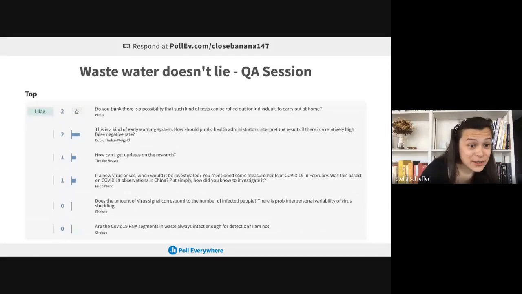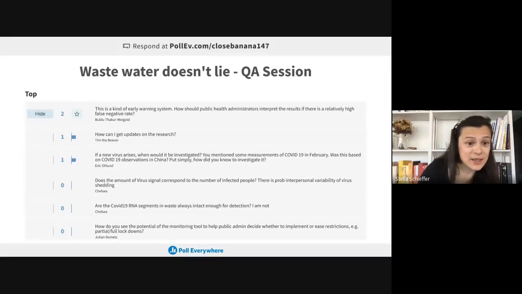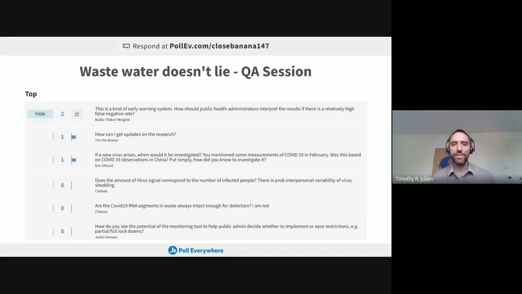This is a kind of early warning system. How should public health administrators interpret the results if there is a relatively high false negative rate? Oh, that's a good question. So the high false negative rate comes from the individual. The idea is that if we test 50 people who are infected, not all of them would be shedding it, so maybe 30 would.